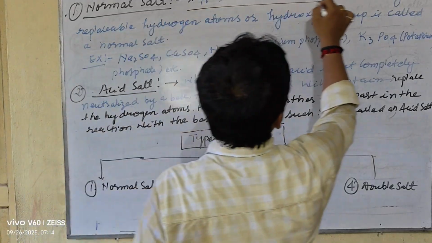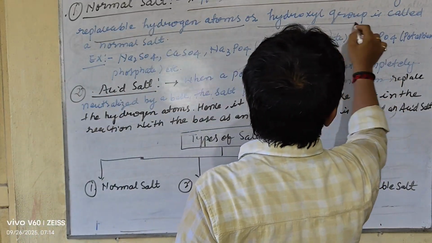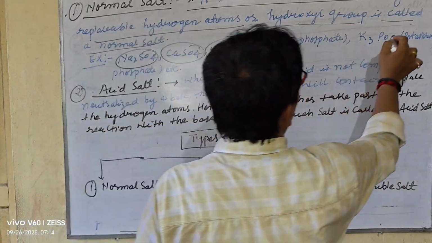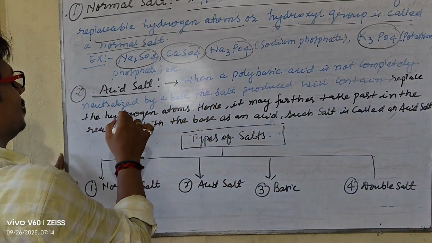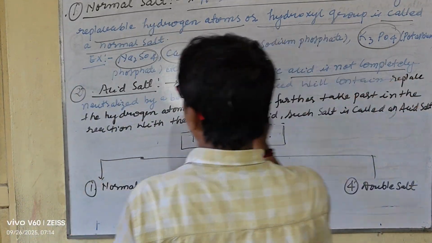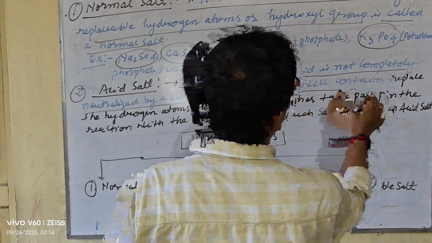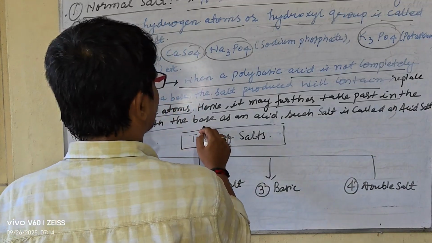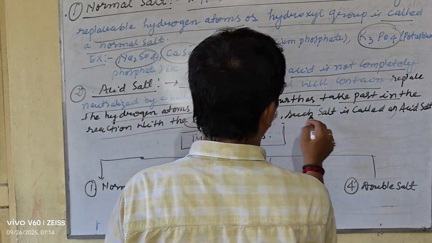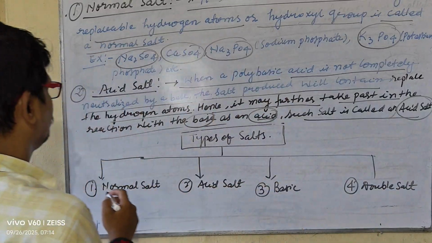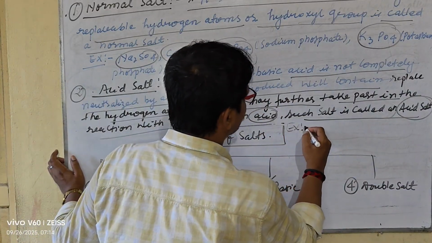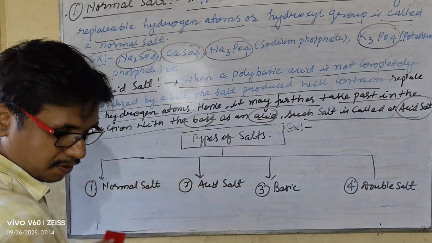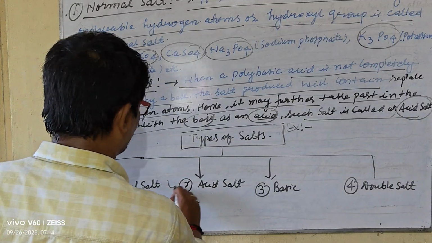So a salt that does not contain any replaceable hydrogen or hydroxyl group is called a normal salt. Na2SO4, CaSO4, Na3PO4 and K3PO4 are normal salts. And when a polybasic acid is not completely neutralized by base, the salt produced will contain replaceable hydrogen atoms, hence it may further react with the base. Such a salt is called an acid salt. I am giving you the examples. Today I complete the normal salt and acid salt.